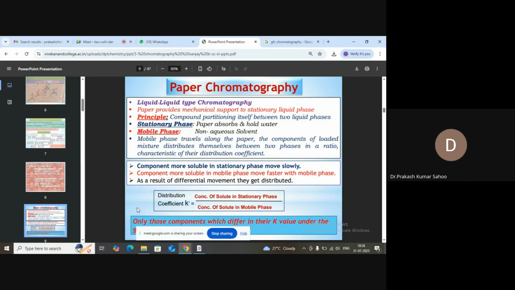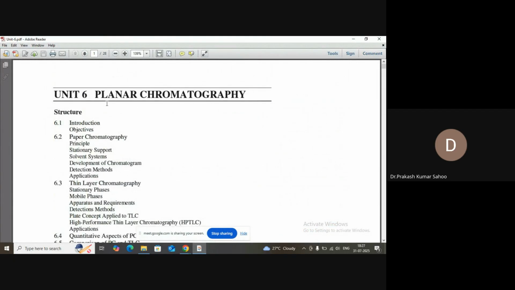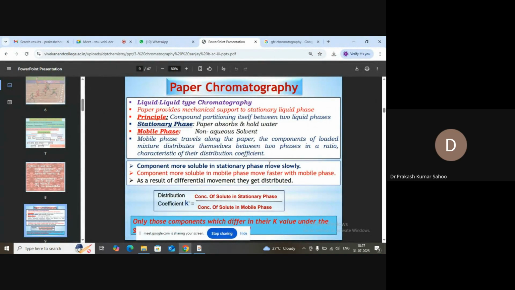So paper chromatography, which is today's discussion, just see here, students. This is your unit 6, that is your standard chromatography, which includes your paper chromatography. So this paper chromatography we will discuss in this PowerPoint presentation. Paper chromatography is a type of liquid chromatography in which the separation is carried out on paper. Paper provides mechanical support, which is the supporting material to the stationary phase.